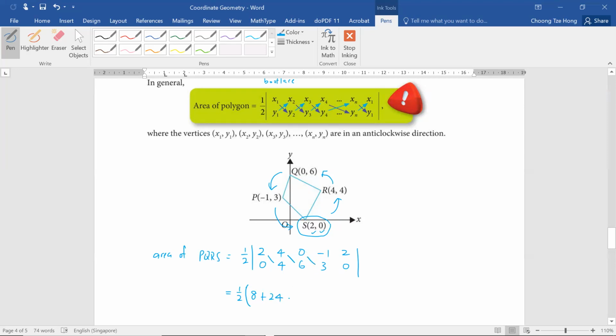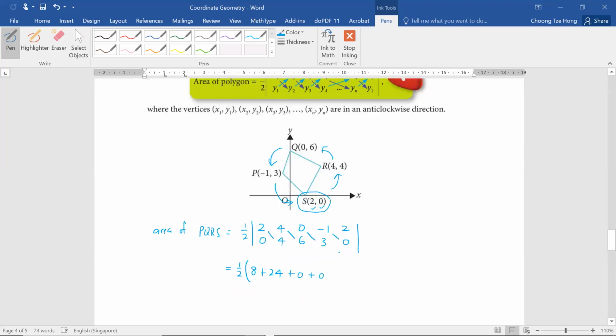0 times 3, so you add 0. Negative 1 times 0, so you add 0 again. That's why the more zeros, the better. So start with points that have a 0 in the coordinate. Going up, 0 times 4. Remember going up is with minus. 4 times 0, minus 0 again. This is where you need to be careful: 6 times negative 1 is negative 6.